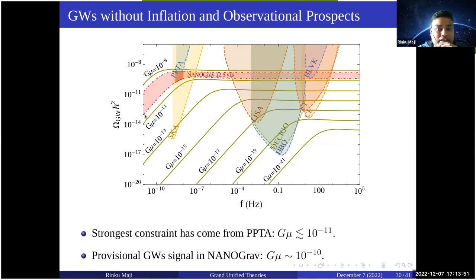And here is a provisional signal from NANOGrav data, which actually gives a hint of a gravitational background coming from cosmic strings of string tension around 10 to the minus 10, which corresponds to a symmetry breaking around 10 to the 14 GeV or so.